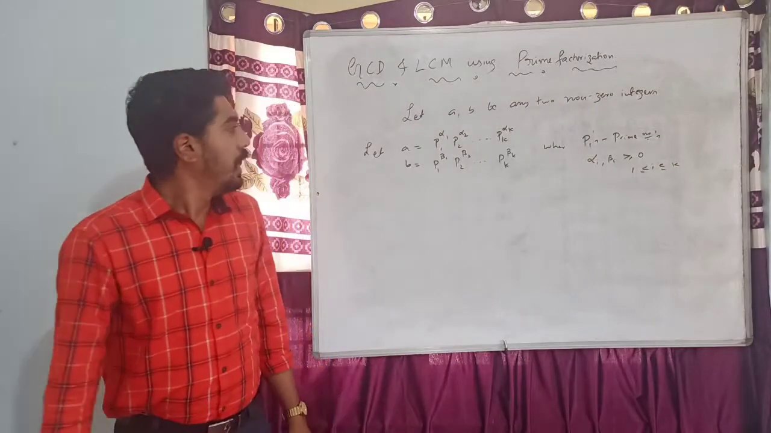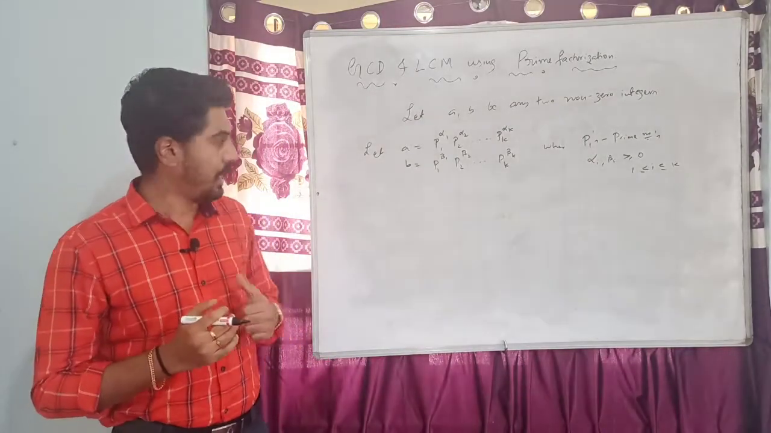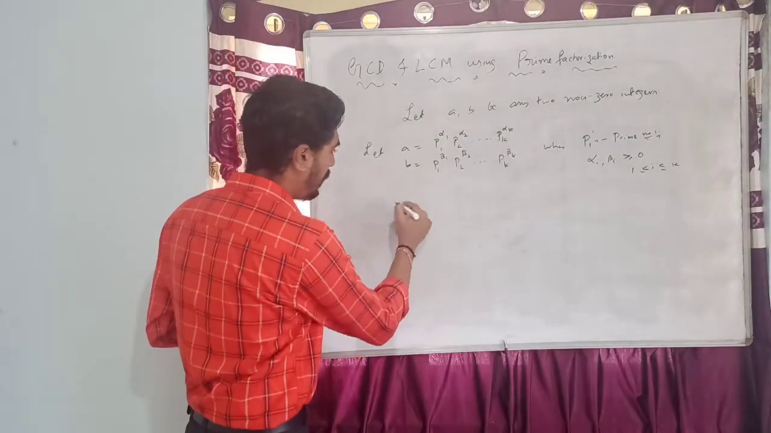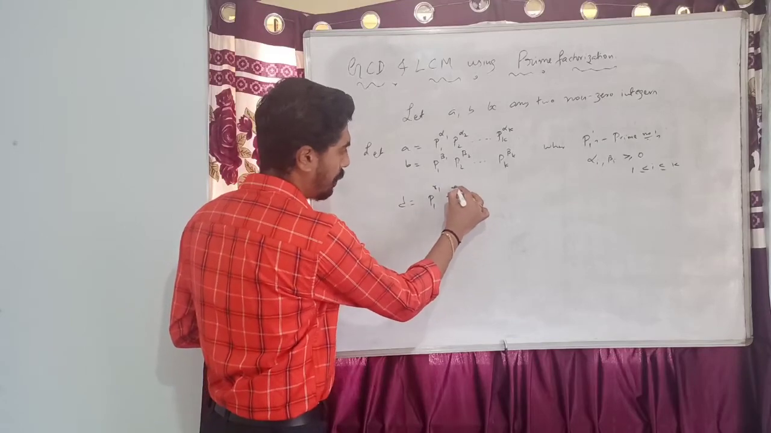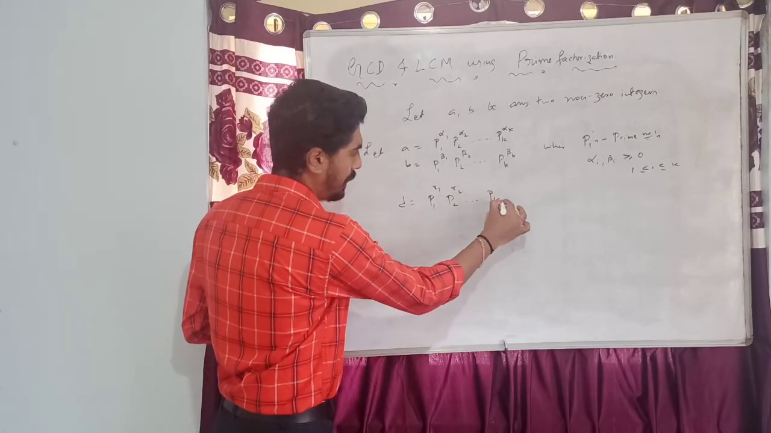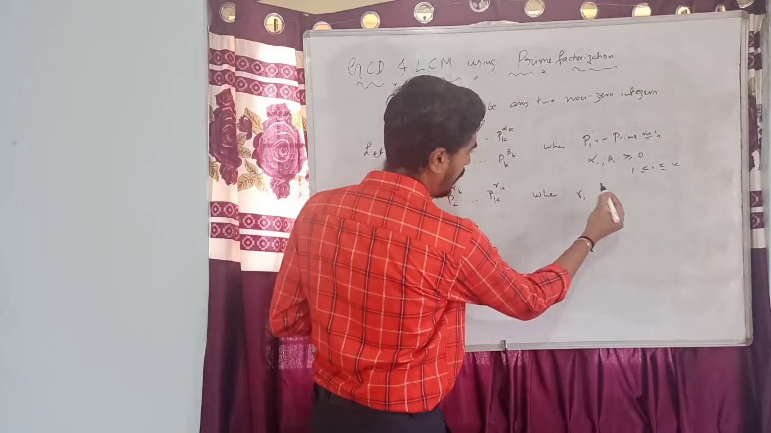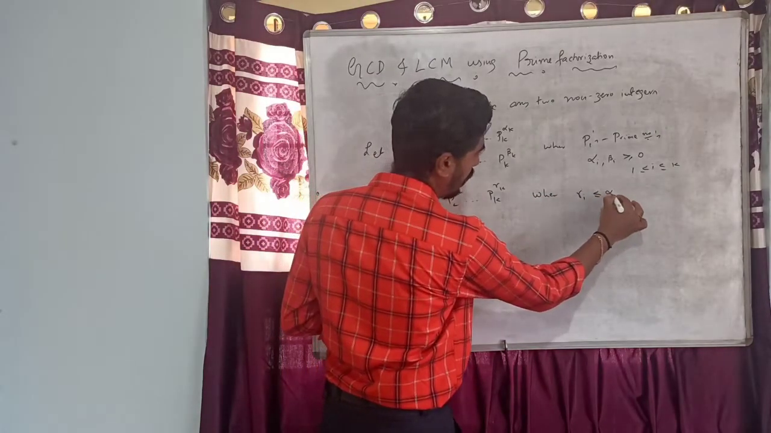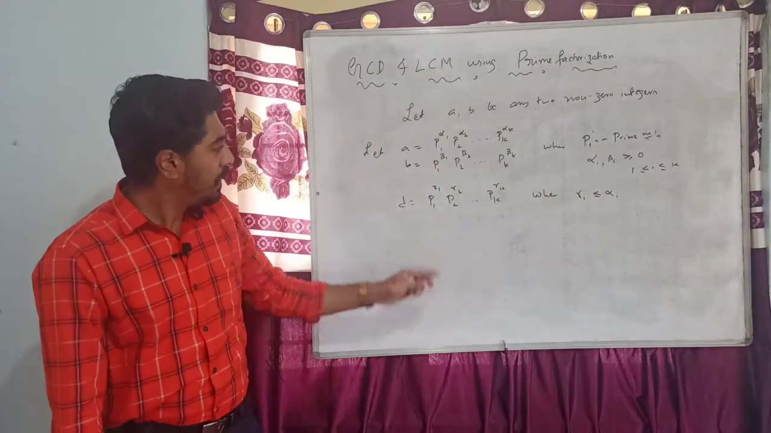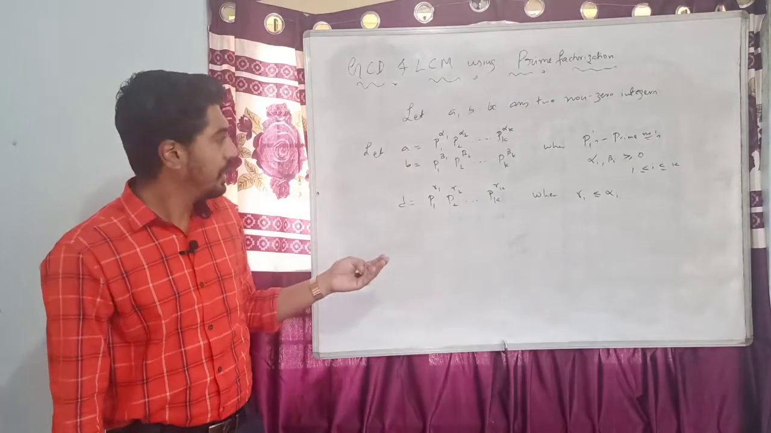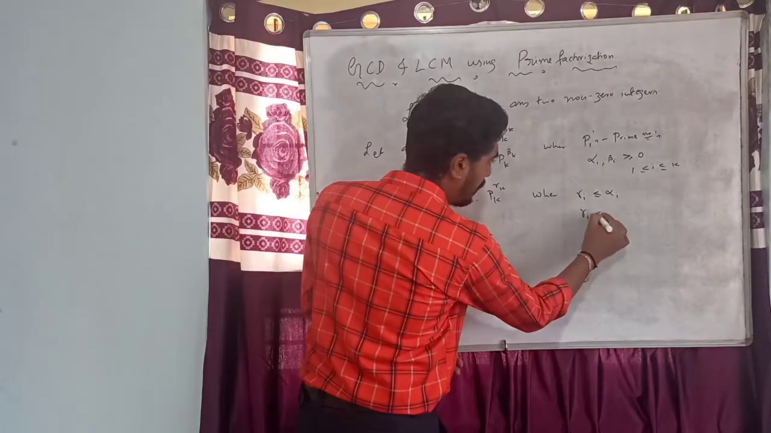Okay. Now let us consider a divisor of a. The divisor of a will be of the form d equal to p1 power gamma 1, p2 power gamma 2, etc., pk power gamma k, where each gamma i should be less than or equal to alpha i for all i between 1 and k. Similarly, if I consider a divisor of b, it will be of this form, and gamma i will be less than or equal to beta i.